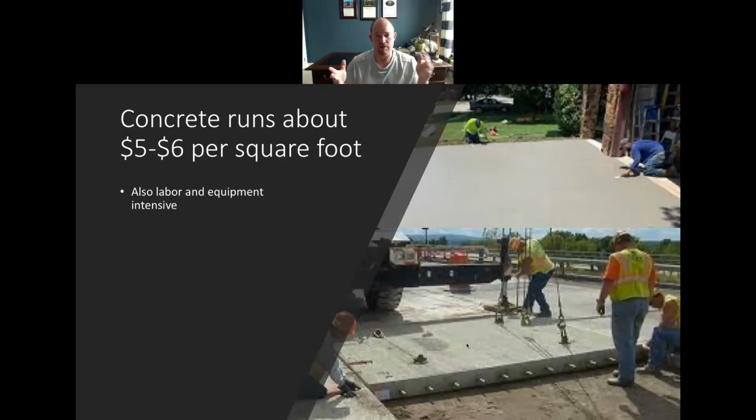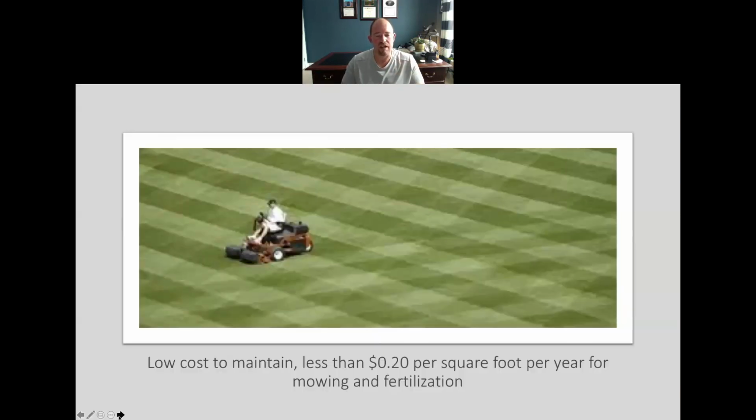Maybe now you can start to understand why we see so much acreage on a property committed to turfgrass. It's got a relatively low cost to maintain. I did some rough math, and I would say for mowing and fertilization on a typical residential lawn, you're probably looking at less than 20 cents per square foot per year to maintain it. So again, we think about that initial cost of installation, about a quarter. The maintenance costs on that are about 20 cents per square foot.